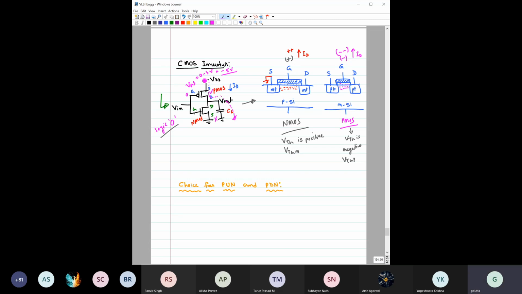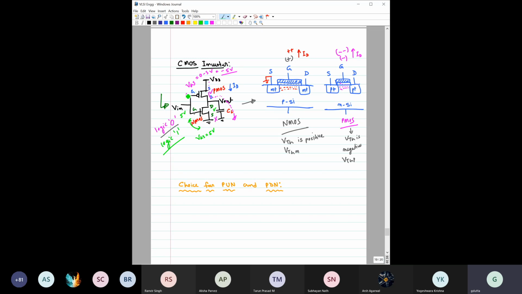Okay, let's see the other case. Now consider this input is at logic 1, say 5 volt. So now we have applied 5 volt here. VGS is now equal to 5 volt, which is much higher than the threshold voltage of this transistor. So this transistor would now be on, right?